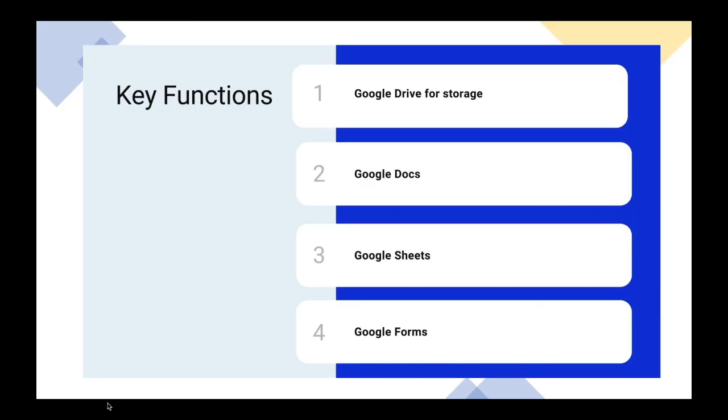First thing we're going to cover is the key functions. So the 4 key functions of using Google is that you need the Google Drive for storage. You're going to use Google Docs. You're going to use Google Sheets. And we're going to dive into Google Forms. And I'm going to explain why each is important and how you are going to incorporate every part of Google inside of your business.